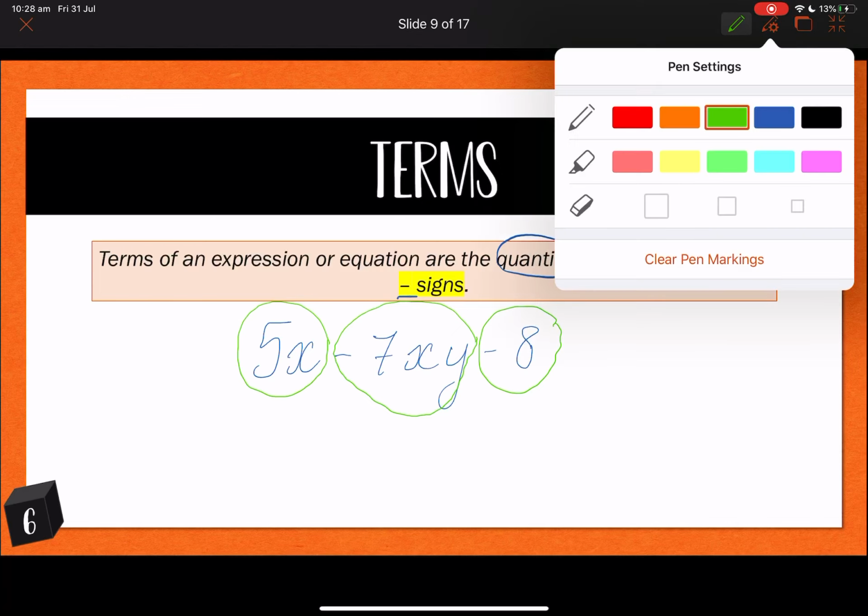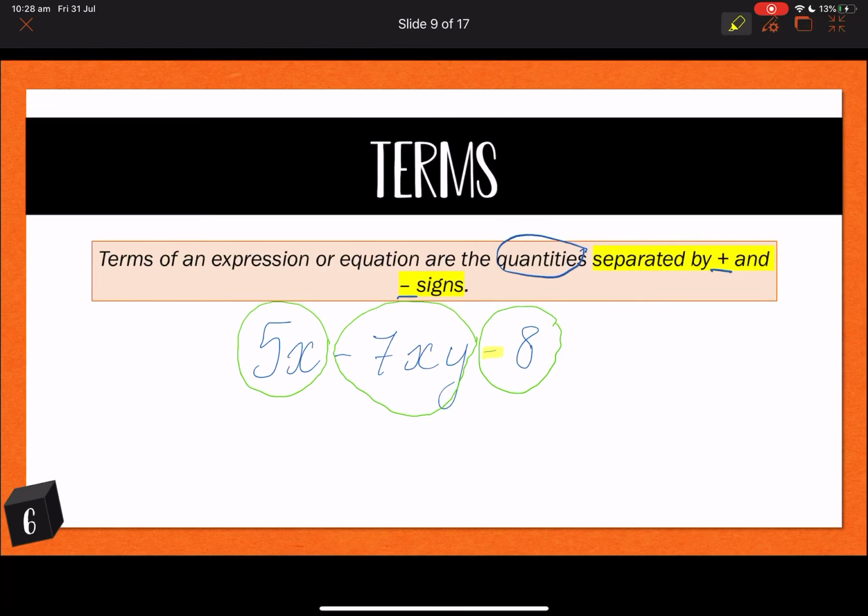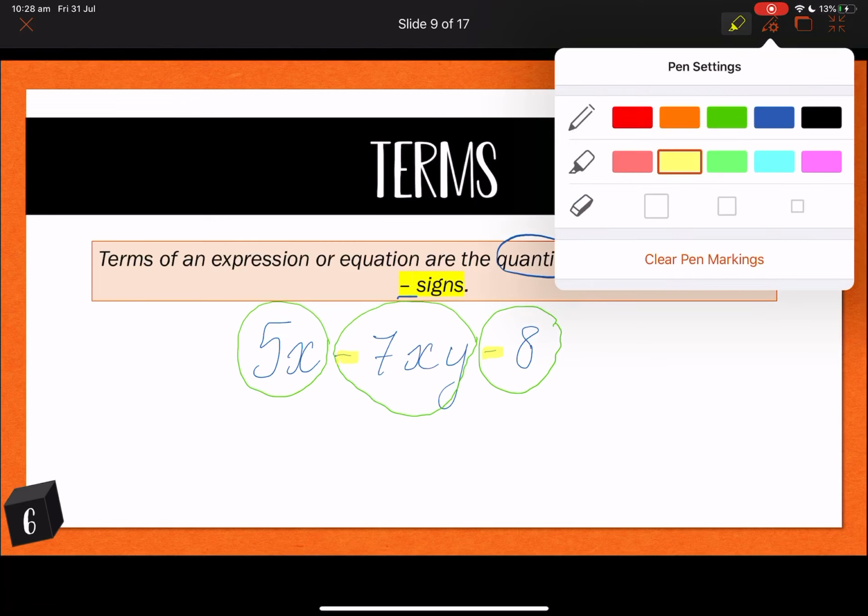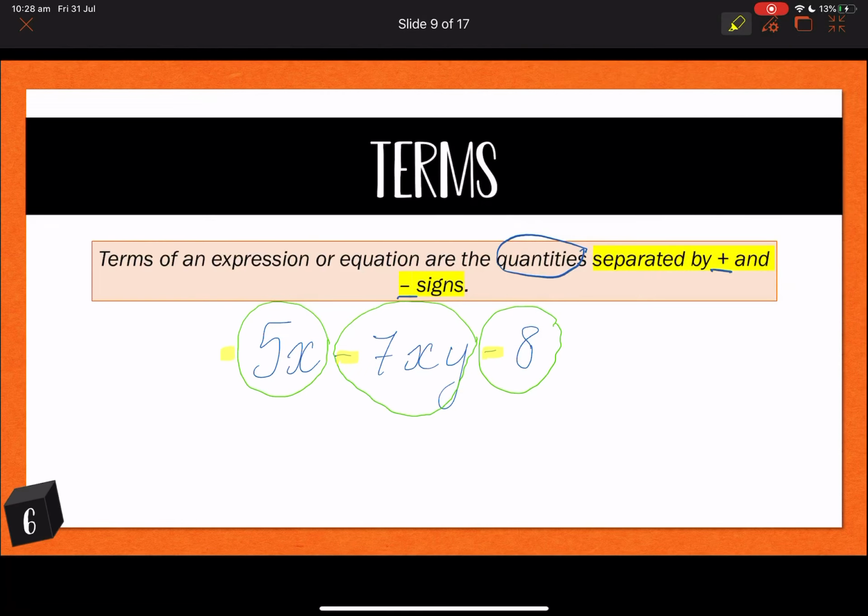We take the symbol that is in front of our term. Because this one doesn't actually have a symbol in front of it, we just say that it's a positive. So it's almost like it's got an invisible positive sign there. So this is an example of terms.